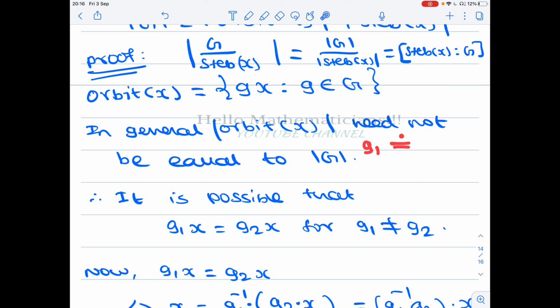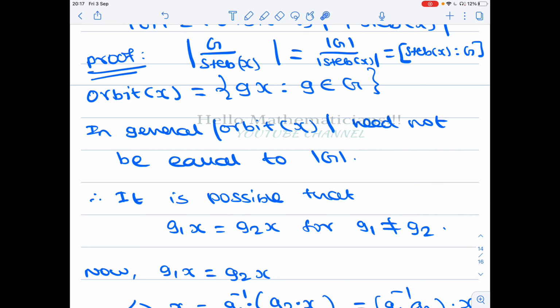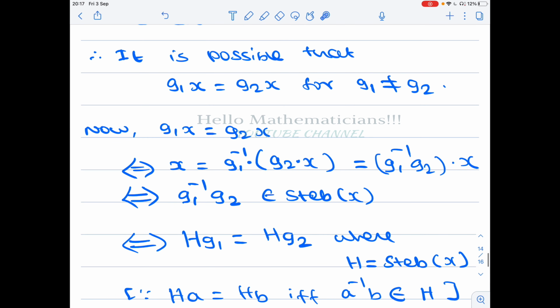If for g1 not equal to g2 you get g1x not equal to g2x, then clearly the cardinality of the orbit of x will be equal to the cardinality of G. There is nothing to check. But what happens is that for g1 not equal to g2, sometimes g1x can be equal to g2x. Therefore, the cardinality of the orbit of x is not always equal to the order of G; it can be something different. So we want to understand when g1x equals g2x.